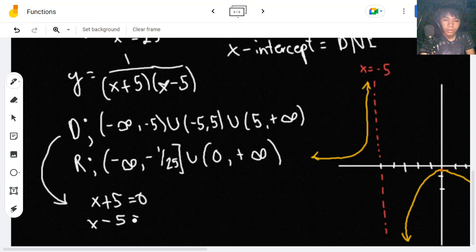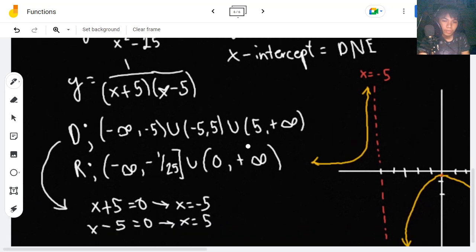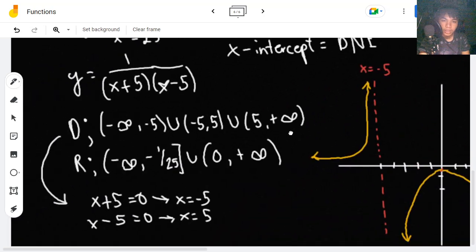So equals 0, so it will just be negative x equals -5. It's just basically switching 5. These are the values that we can get from the domain. So the domain is from -infinity to -5, union from -5 to +5, union from positive 5 to +infinity.